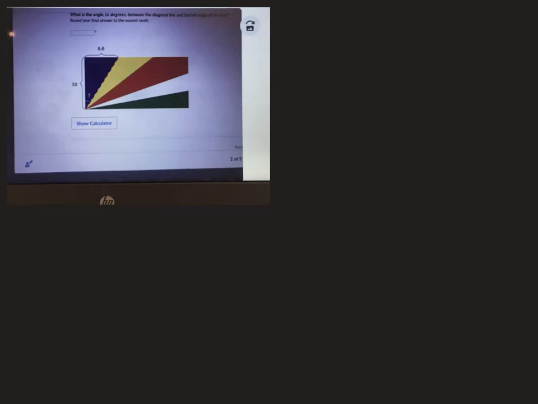The first thing you do, you want to find the hypotenuse, the adjacent, and then the opposite. So this right here would be the hypotenuse, and then 10 would be the adjacent, and then 6.6 would be the opposite. So the next thing you want to do is find the trig ratio, which would be tangent, so it'd be tan.